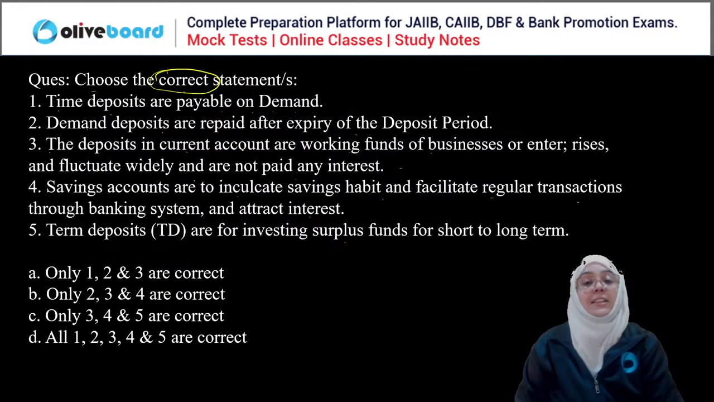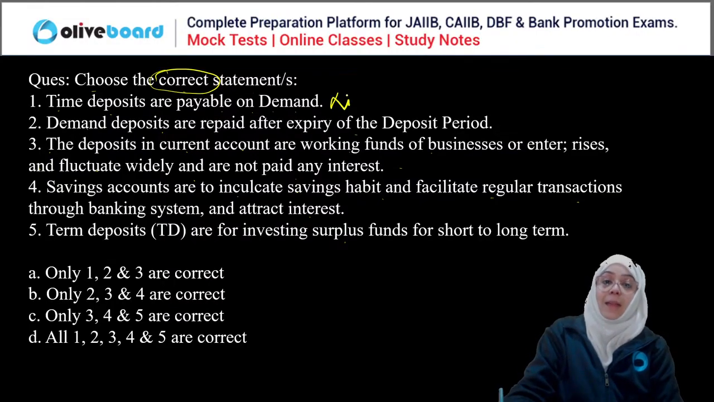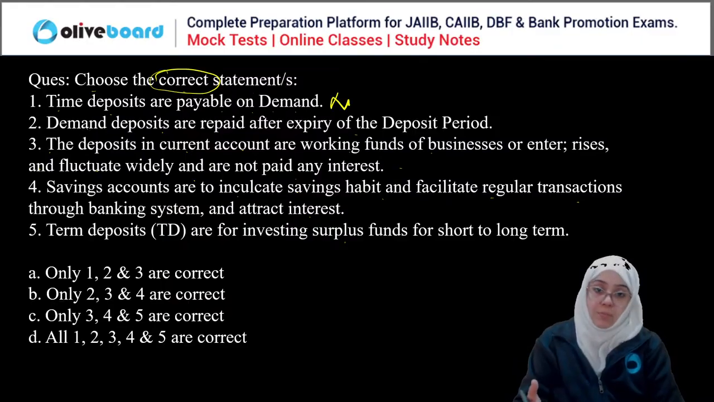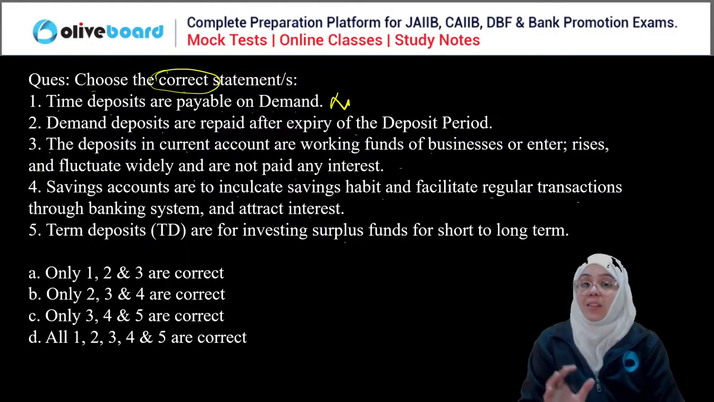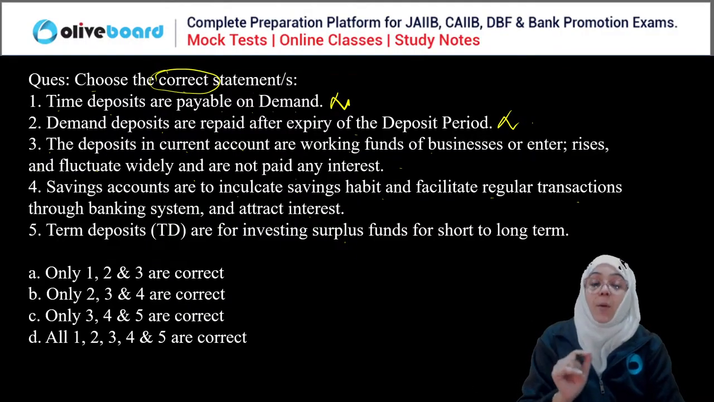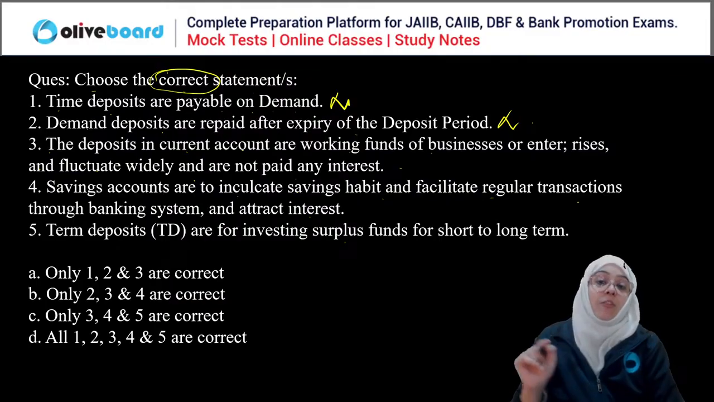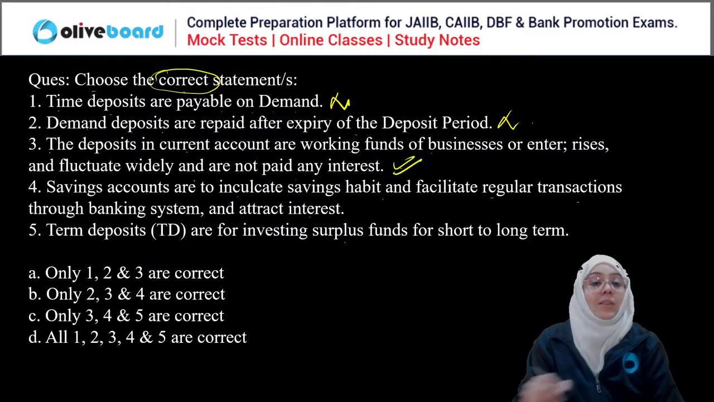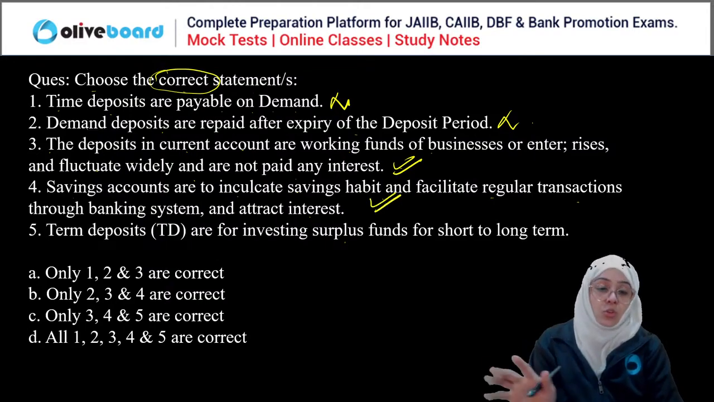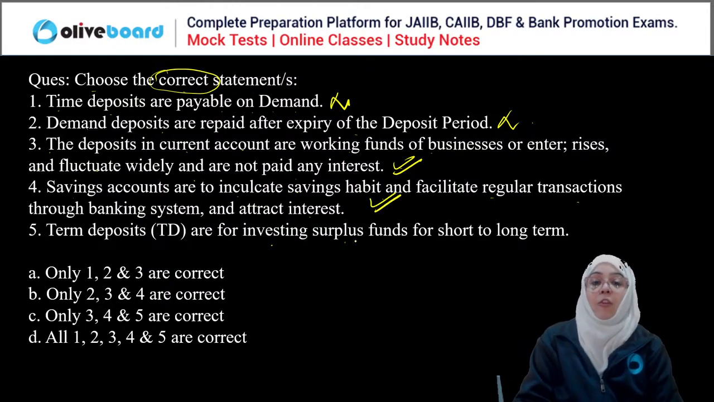Yes, first of all, time deposits are payable on demand. No, it is wrong. Time deposits are actually paid after expiry or a maturity period. Demand deposits are repaid after expiry. No, demand deposits are actually payable on demand. Wrong statement. The deposits in the current account are the working fund of the business. True, they attract no interest. True. Saving accounts are to inculcate saving habit. Very good. True. Term deposits are for investing surplus funds for short to long term. Right.